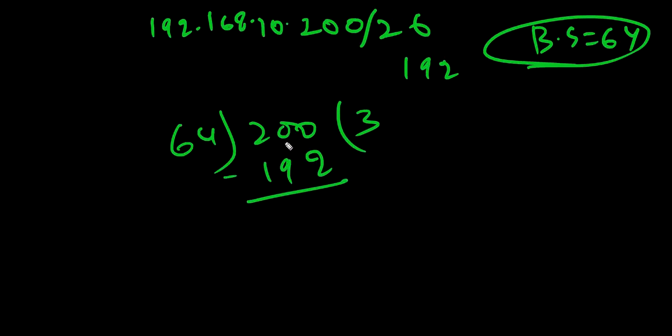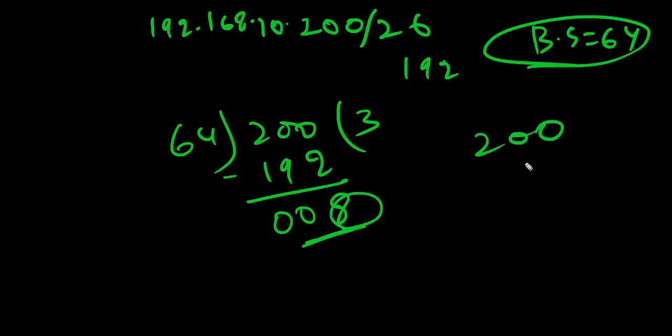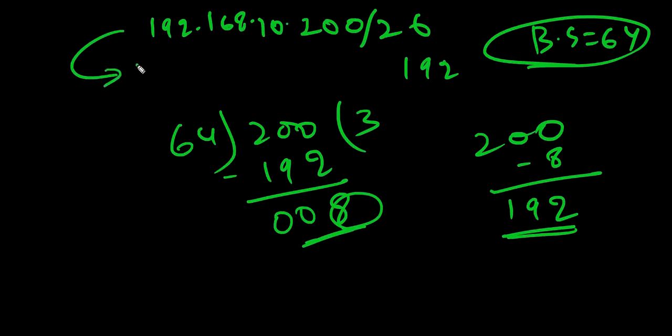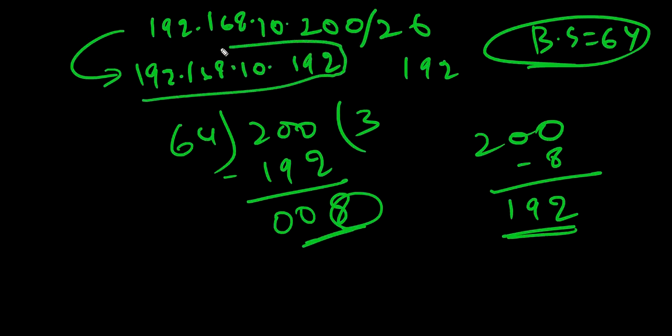Subtract it. So 200 minus 192 is 8, right? So I am getting 8. So now you subtract this 8 from 200. 200 minus 8, right? You will get 192. That means the network ID of this particular IP address is 192.168.10.192, right? This is the network ID.